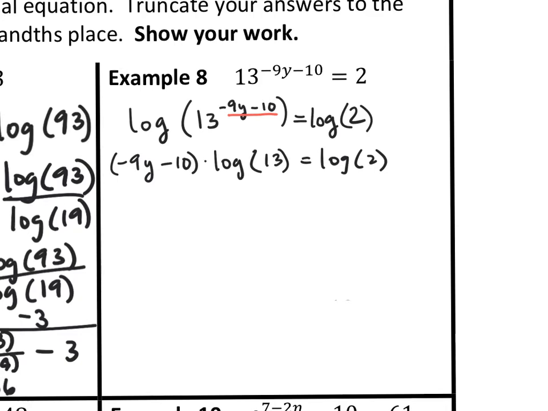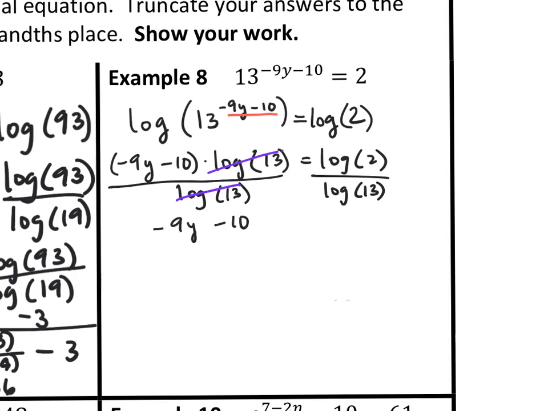Alright, so kind of similar to what we did in number 7. What's the opposite of multiplying? Dividing. So we're going to divide both sides by log 13. So that's going to cancel this log of 13 and this log of 13. That's going to leave us with the parentheses, that's negative 9y minus 10 equals log of 2 over log of 13.